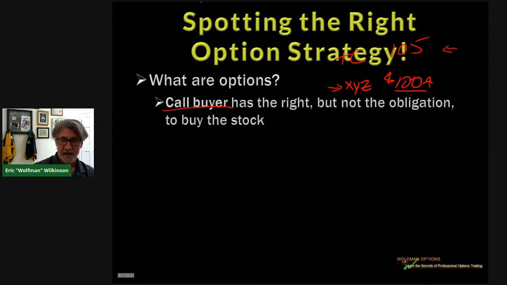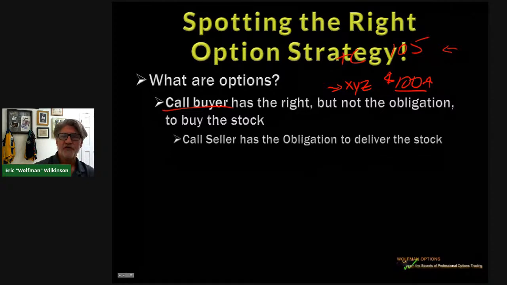Now the seller, on the other hand, has the obligation to fulfill the contract if the buyer says so. And if you take it into expiration, any in the money options get exercised, okay? If you have it in your account, in the money options will get exercised after expiration, after they expire. They'll send you the amount and it will go into your account at whatever strike price you had, okay? The seller has the obligation to deliver the stock.